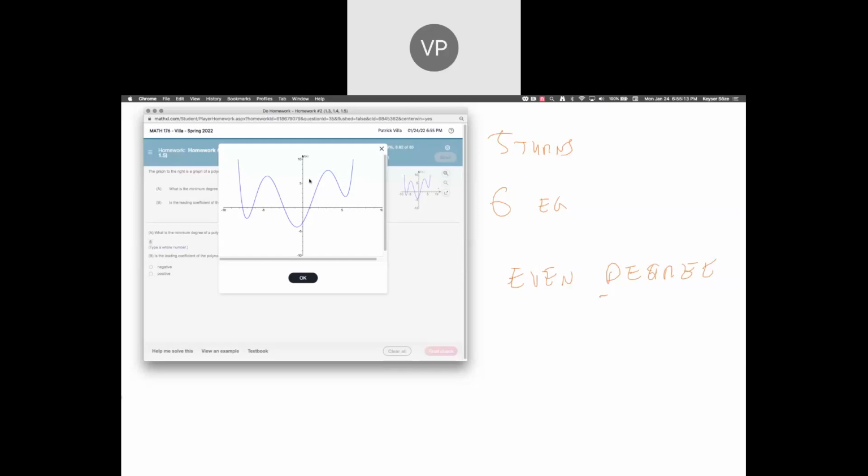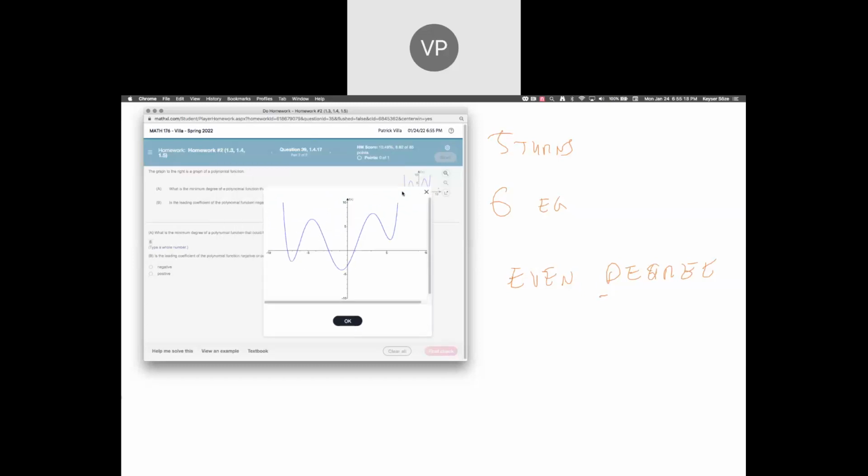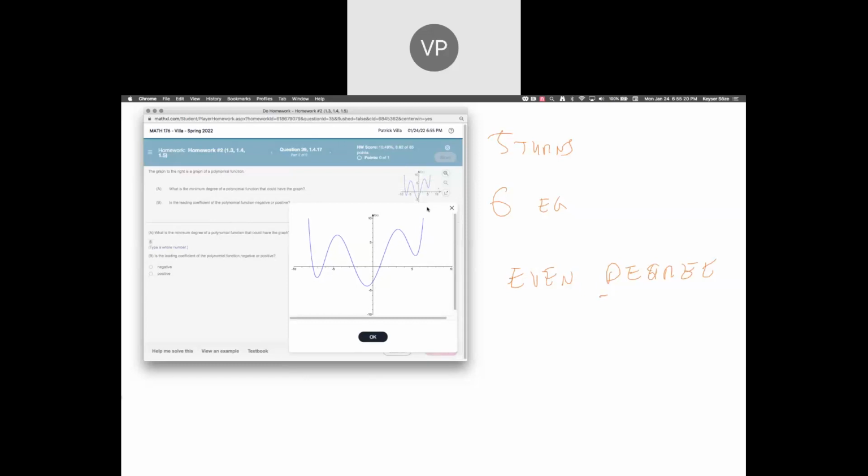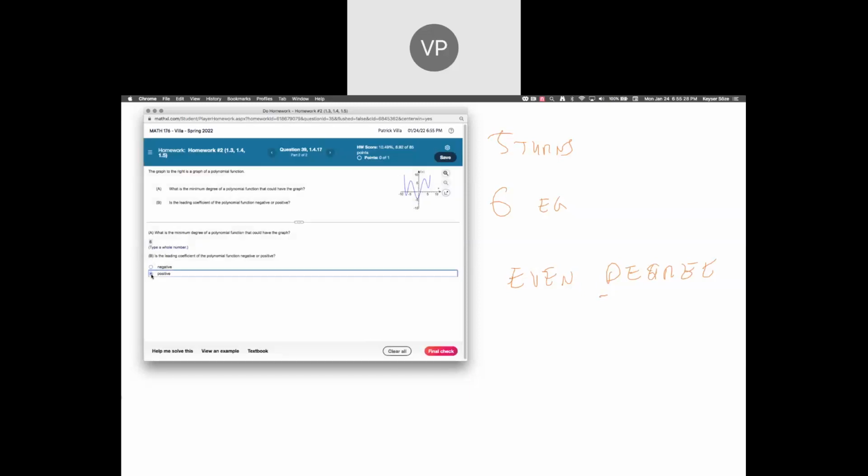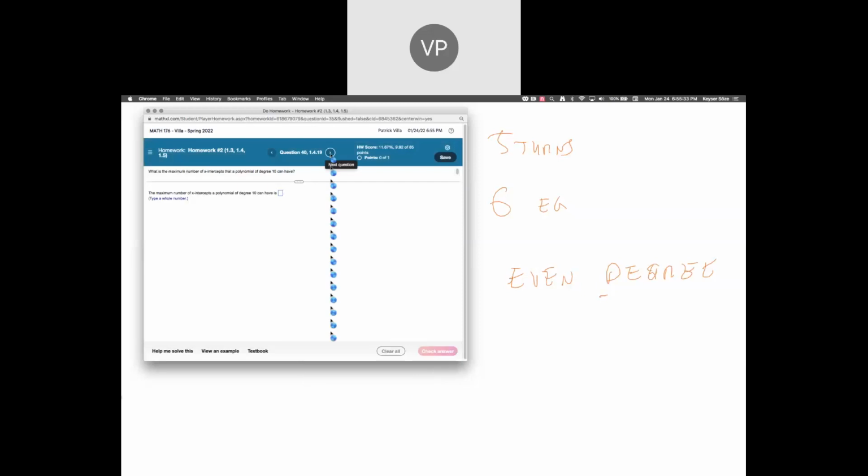And remember, that's because of the end behavior. The graph starts and finishes up top at the same spot. So on an even polynomial, if they're both pointing up, then you know that first term has to be positive. If they're both pointing down, it would be negative. So this one's going to be positive. That's all it is on this one. Not too bad.